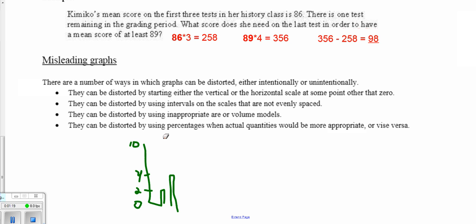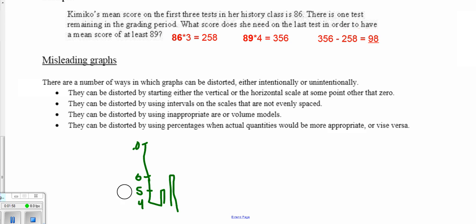Let's say, however, that this didn't start at 0. Let's say it started at 4 and went to 10. Now, if it was 4 and 10, then this one might just be a 5, and this one might just be a 6. So even though this looks like it might be twice as tall as this one, 6 is not twice as big as 5. So we started at a different point other than 0, which makes this look a lot taller than this one when it shouldn't be. It should really only be just one bigger, not twice as big.